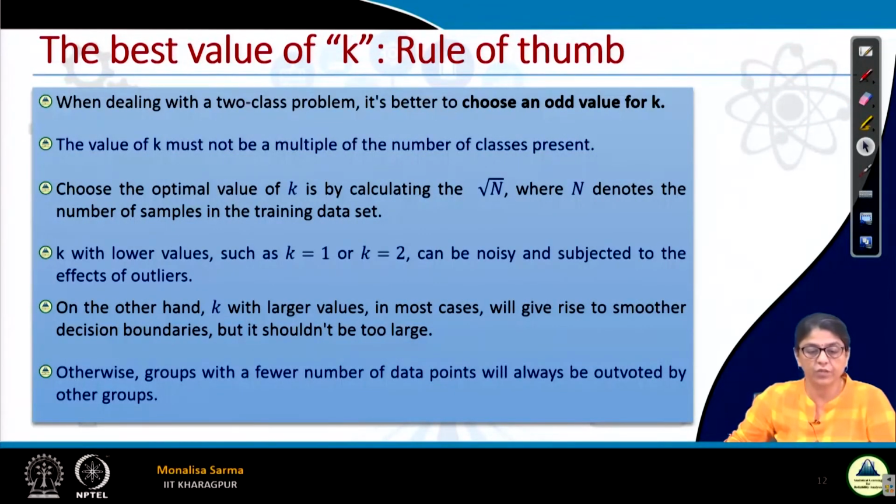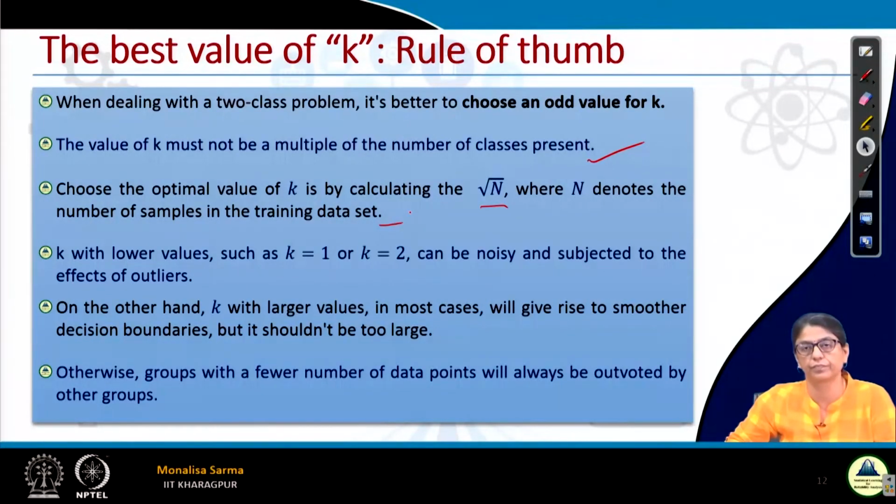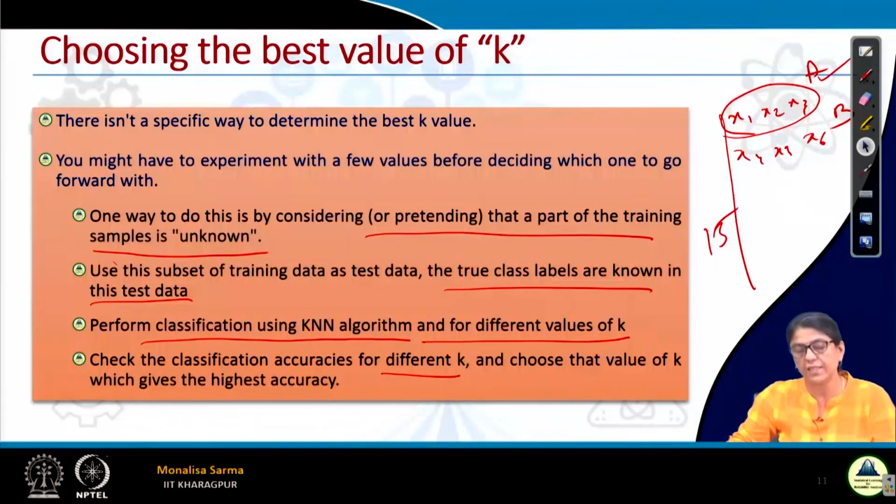So when dealing with a two class problem, it is better to choose an odd value of k. When there are two classes, it is always advisable to choose an odd value for k. The value of k must not be a multiple of the number of classes present. These are some of the constraints. Another way to choose the optimal value of k is by calculating root n, where n denotes the number of samples in the training data set. One way of selecting k I have already mentioned. These are some other techniques.